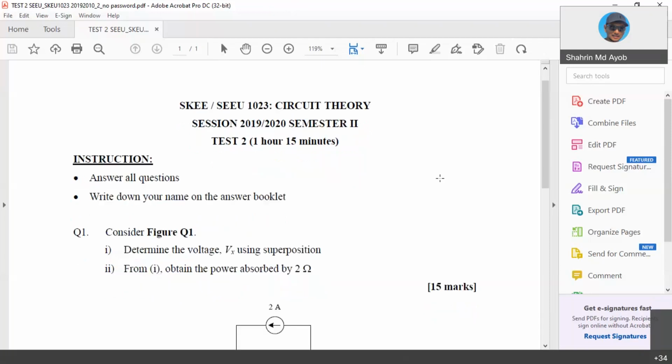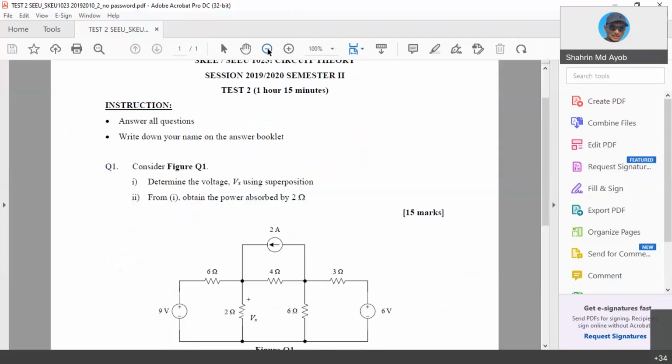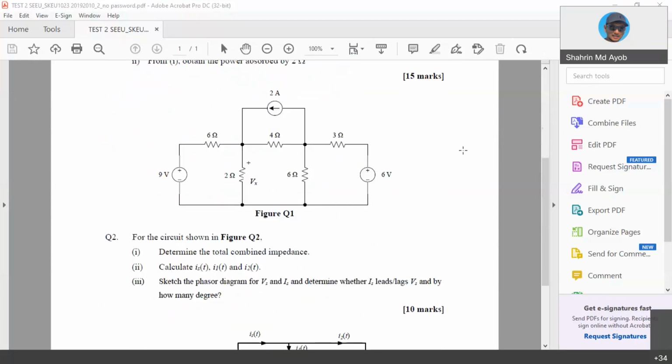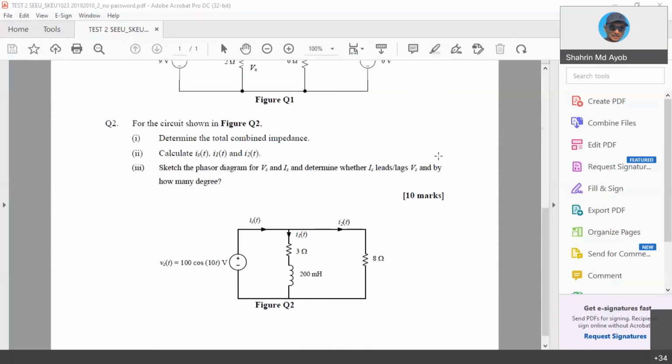As you can see, we have two questions here. The first question is on the DC circuit using superposition, and then the second question is on the basic Ohm's law applied to the AC circuit. As you can see, for the second question here, this is AC circuits.